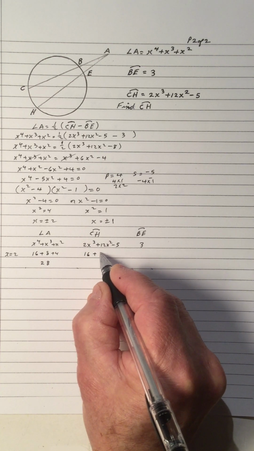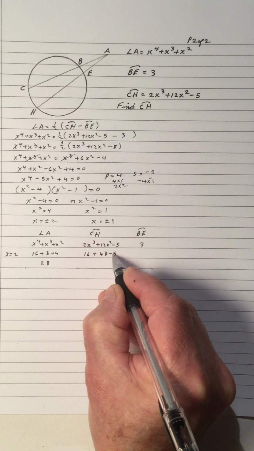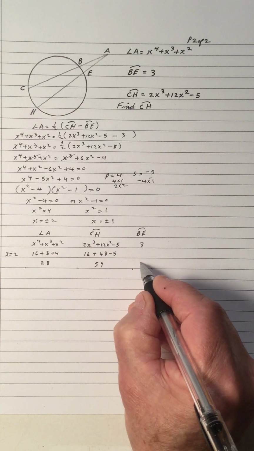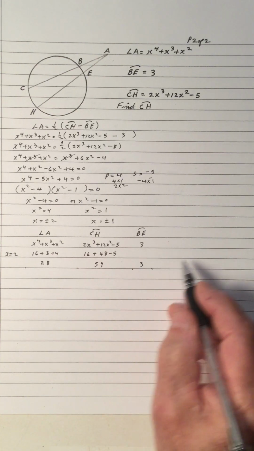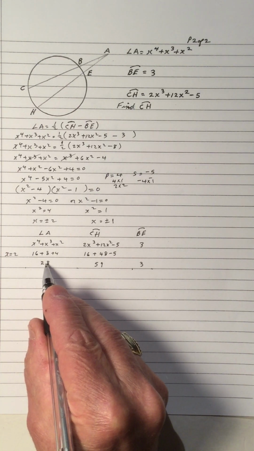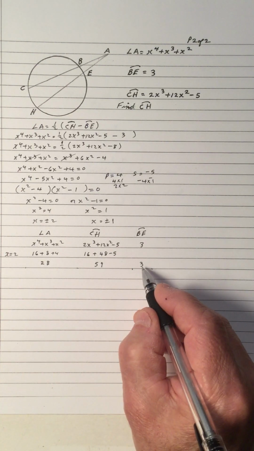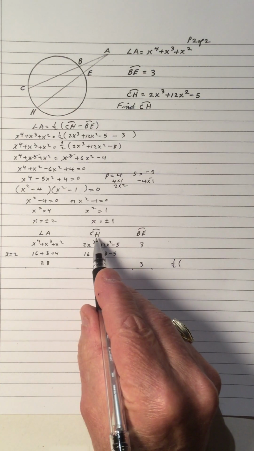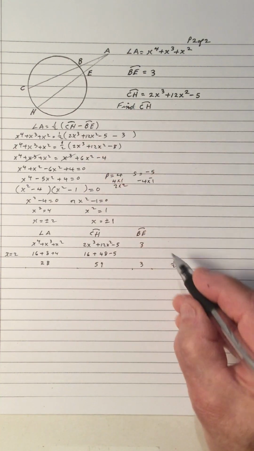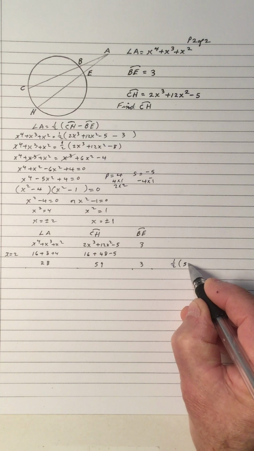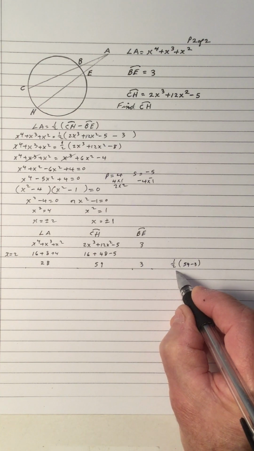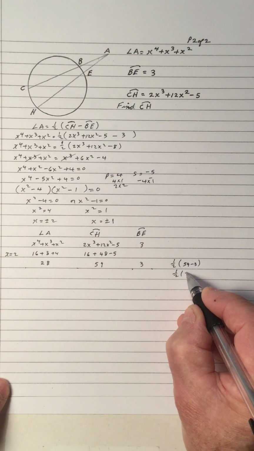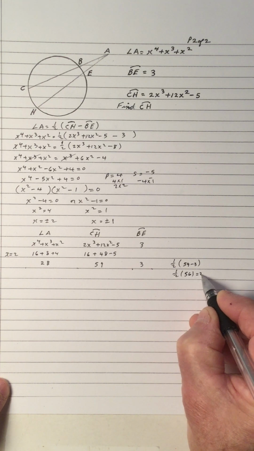2 squared is 4 times 12 is 48, minus 5, and add that up and we get 59. And this one is not going to change, that's just a 3. Now notice right here is positive and right here is positive and 3, so if we check it, it's a half of CH, we did it here, CH minus BE, so that's a half of 59 minus 3. A half of 59 minus 3 is a half of 56, which is equal to 28.